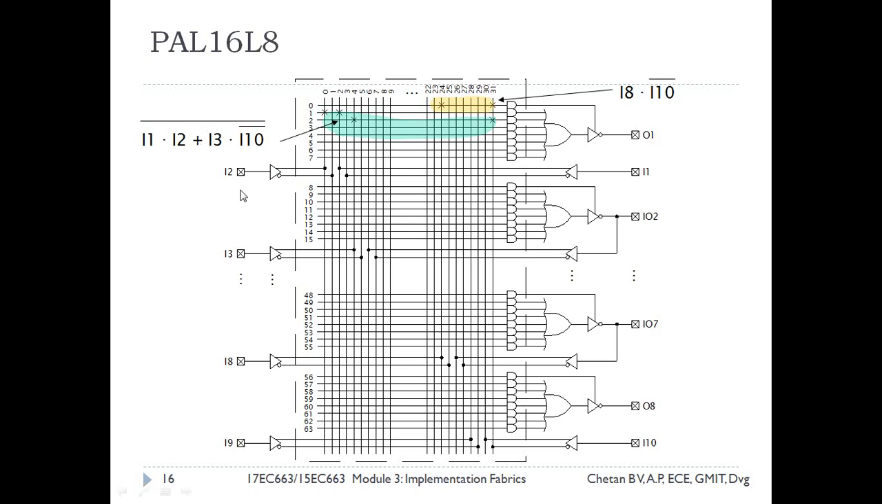In this diagram, I2, I3, I8, I9, I10, I1 are examples of only input pins. O1, O8 are examples of only output pins. IO2, IO7 are examples of bidirectional input-output pins.